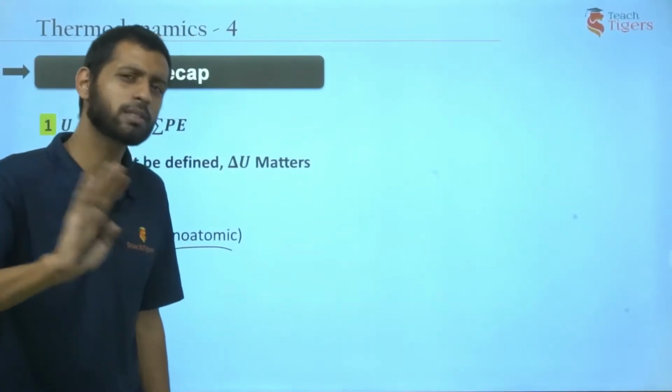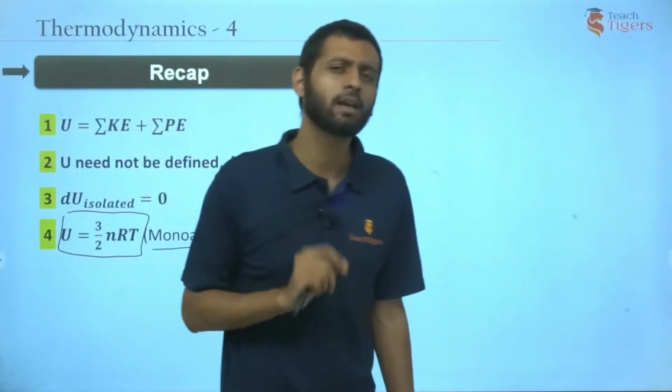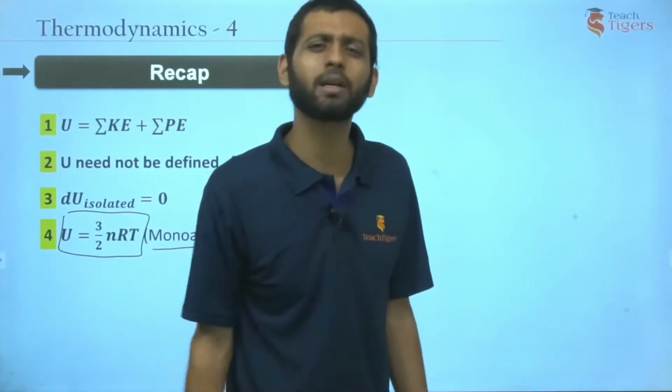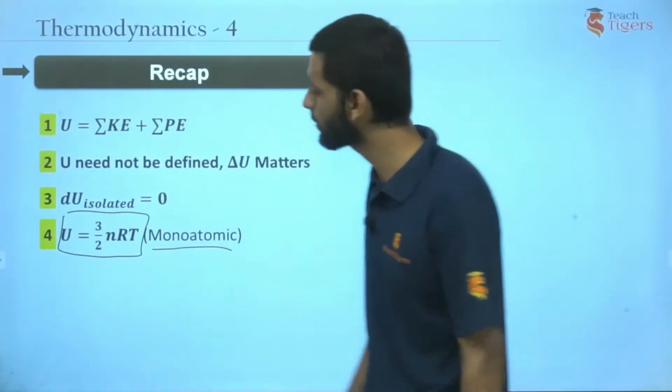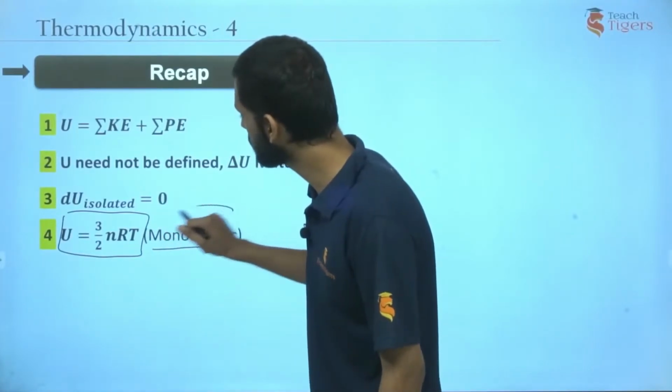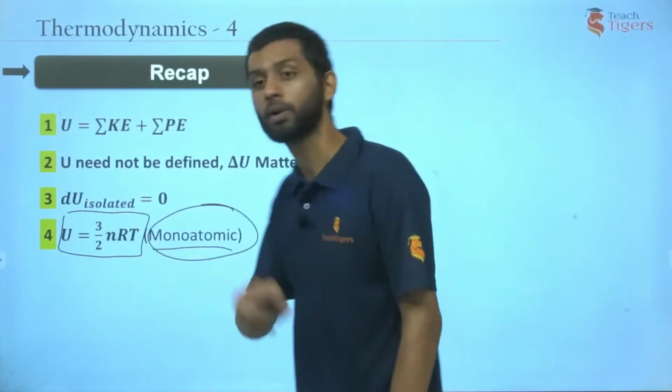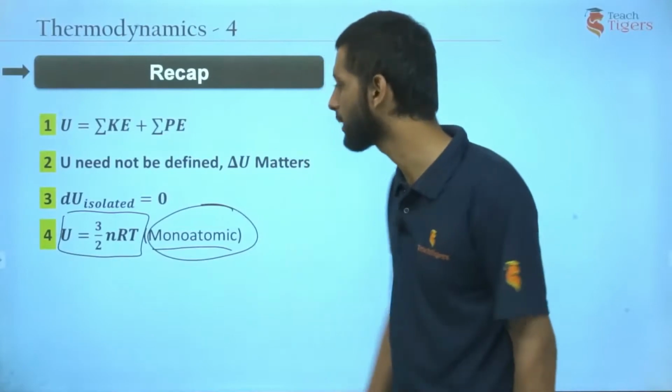So for all those cases, U is not equal to 3/2 nRT. It's only true for monoatomic gases.